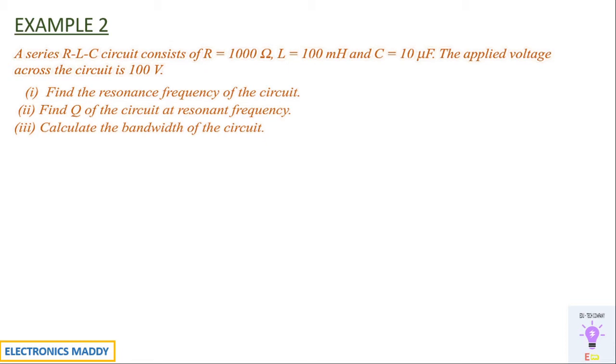A series RLC circuit consists of R, L, and C. Those values are given, and the applied voltage to the circuit is also given, that is 100 volts. Find the resonant frequency, find Q at resonant frequency, and calculate the bandwidth of the circuit.